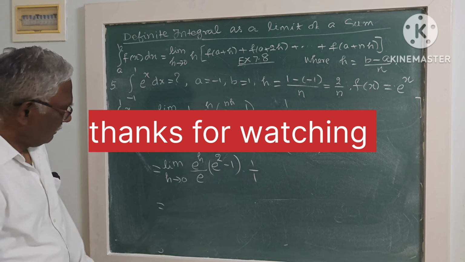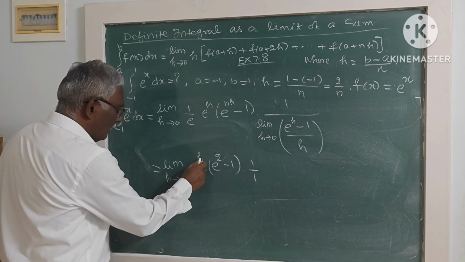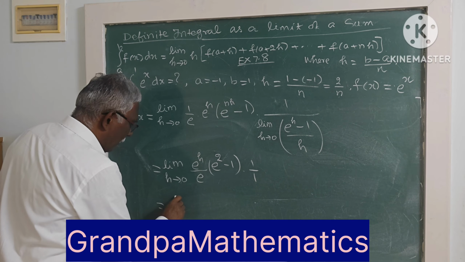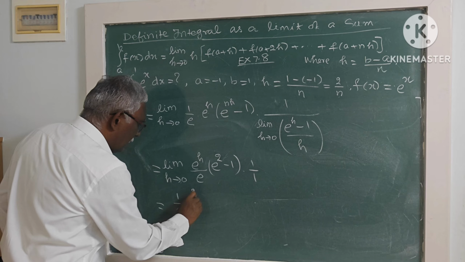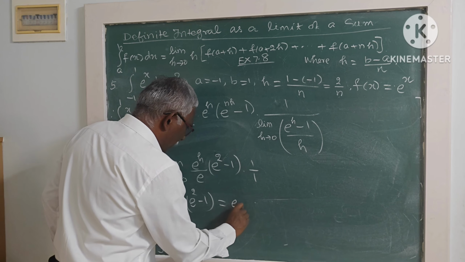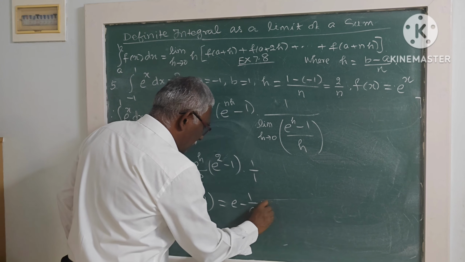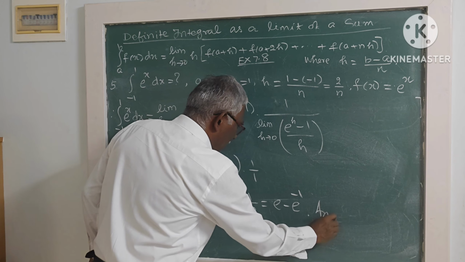Now put the value of h is 0. Limit h tends to 0. So e power 0 is 1. So 1 by e into e square minus 1. So we can write this as e minus 1 by e, or e minus e power minus 1. So this is the answer.